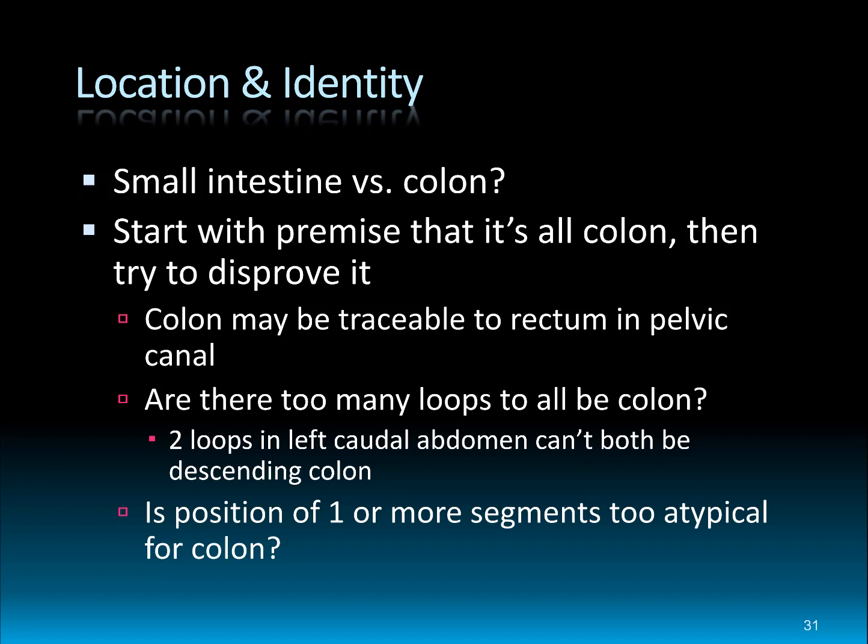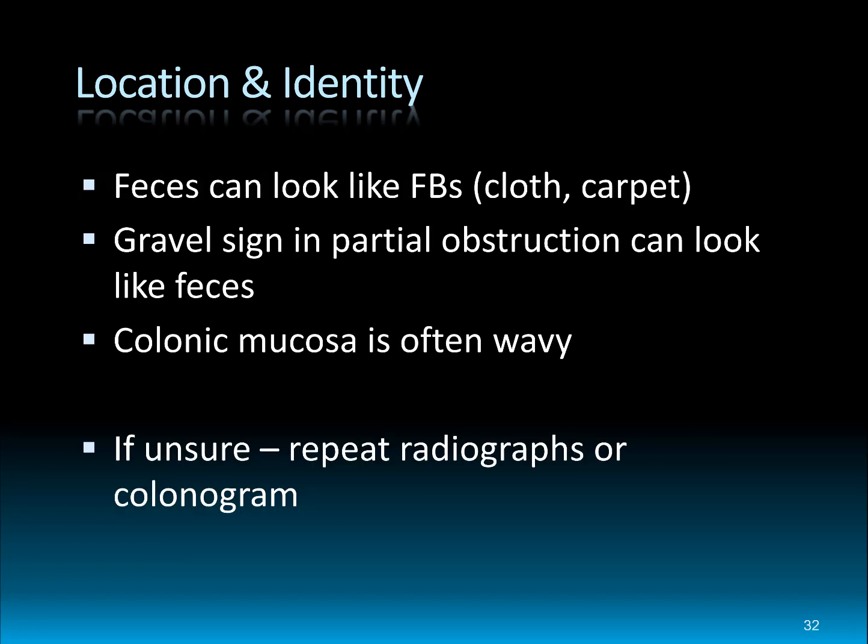And so I can start caudally a lot of the times and trace the descending colon to the rectum, and so that's always a nice starting point, and then go from there and see, are there too many intestinal segments to all be colon? If you have multiple distended segments, it may be too much to all be large intestine. Or is the position of one or more of those just too weird to be large intestine, in which case you're stuck with it being small intestine and then potentially abnormal.